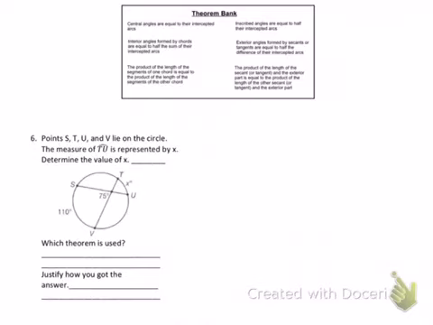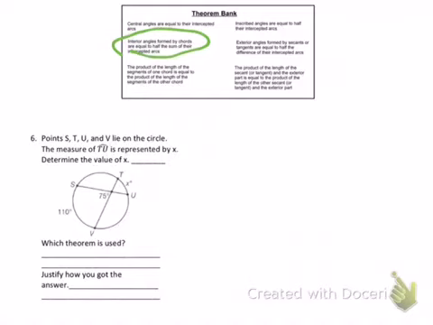Number 6, points S, T, U, and V lie on the circle. The measure of arc TU is represented by X. Find the value of X. If I look in there, I know I'm looking at angles and arcs. Those are interior angles formed by chords. So I know that the angle is equal to half the sum of the arcs.